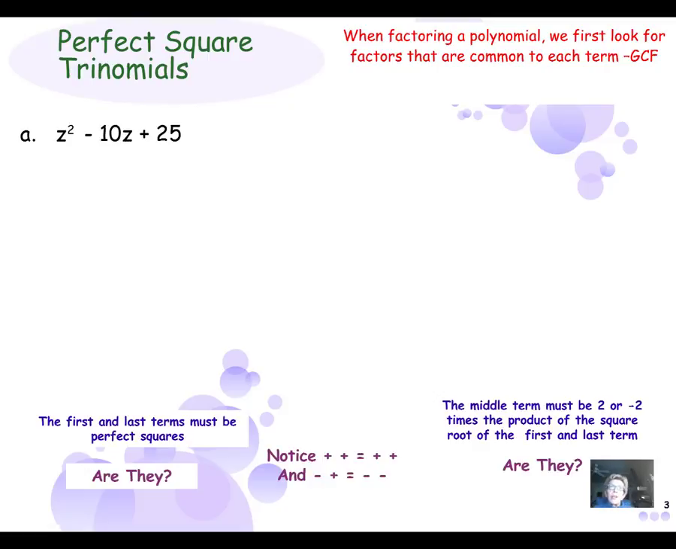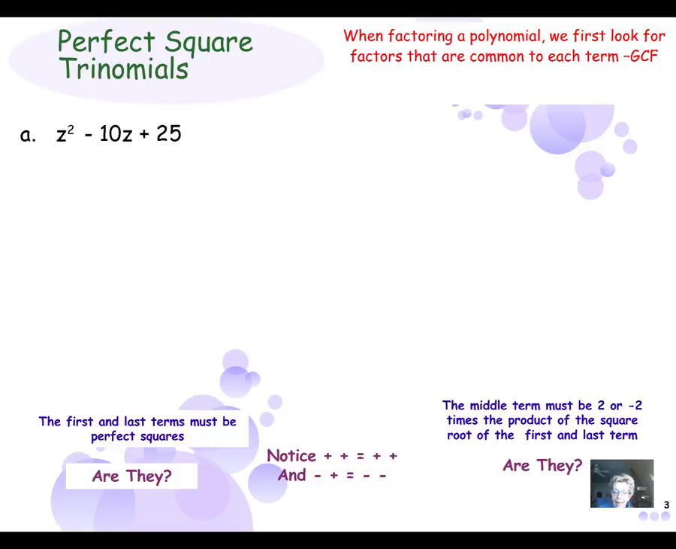Next, we're going to look at trinomials. And the first type of trinomials we'll look at are perfect square trinomials. My first example is z squared minus 10z plus 25. You have to have a couple conditions here. Is the first term a perfect square? Is the last term a perfect square? And is the middle 2 times the square root of the first and last term?